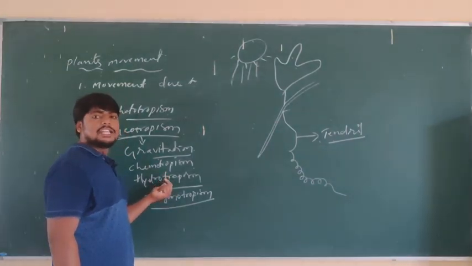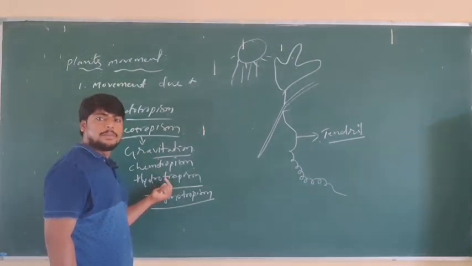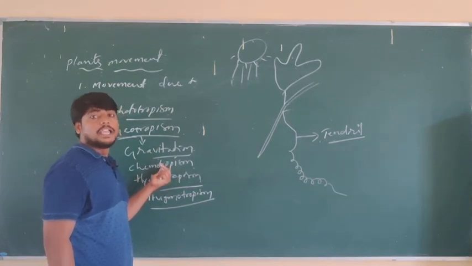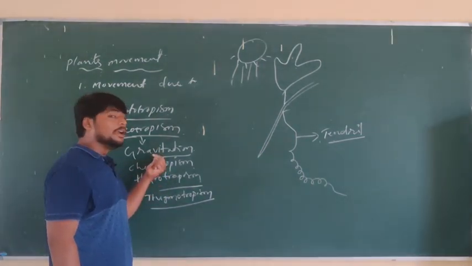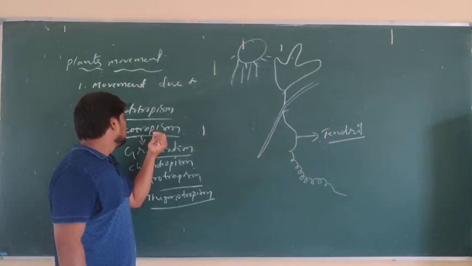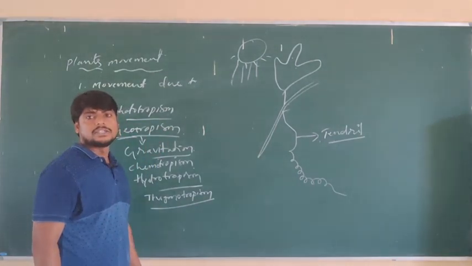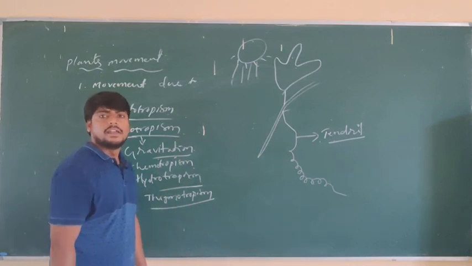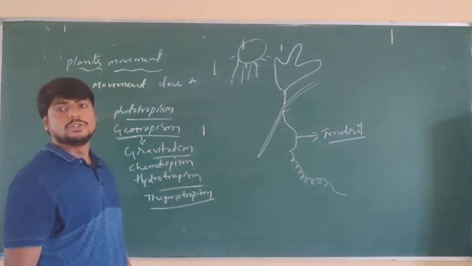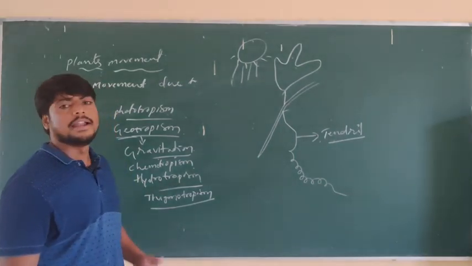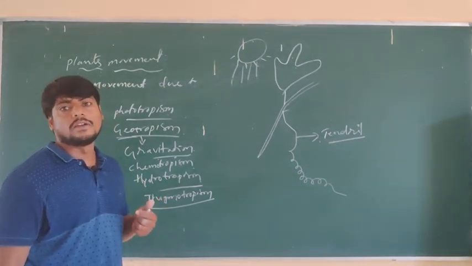And the movement of plants towards water is called hydrotropism. The movement of plants towards a chemical is called chemotropism. The movement of plants in response to gravitational force is called geotropism. And the movement of plants towards light is called phototropism. In this way, these are the movements of plants due to growth, caused by a stimulus, and these movements are called tropism.